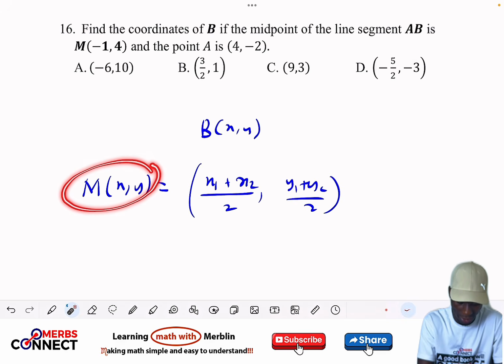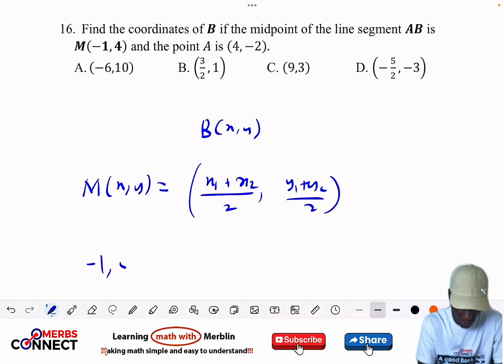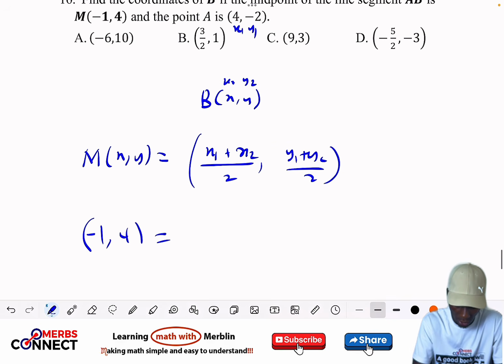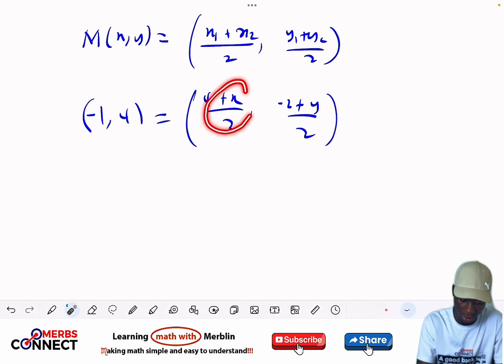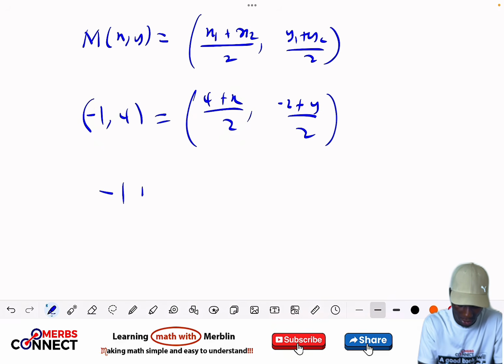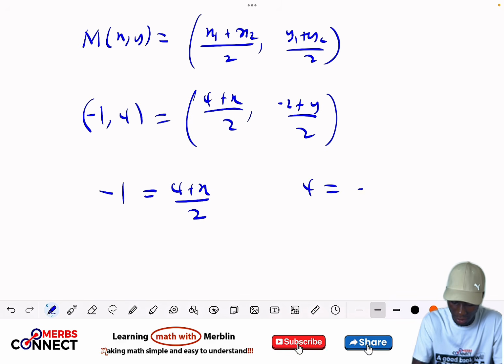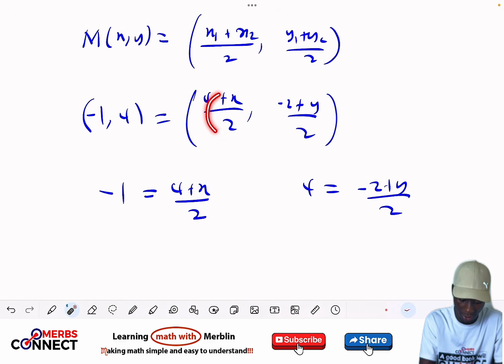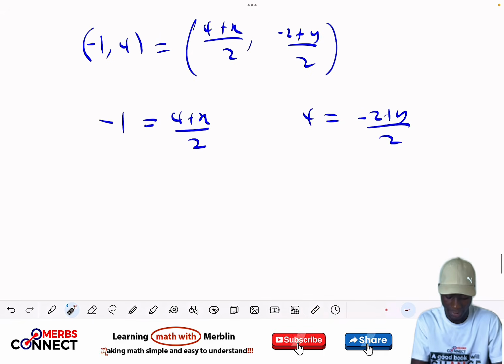Now, this is given, what is the midpoint? So we have minus 1 and 4. Now, let's assume that this is x1, y1. So we are going to have this one to be 4 plus x divided by 2, and then minus 2 plus y divided by 2. This component here is the same as this. So minus 1 is equal to 4 plus x divided by 2. And this is also the same as this, divided by 2. So the first component is also equal to this.